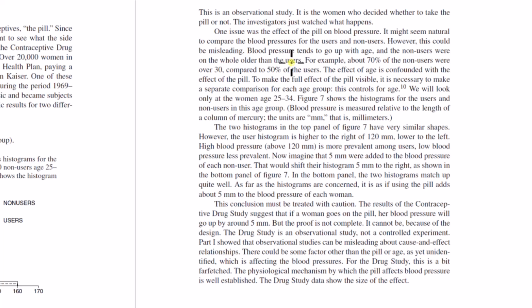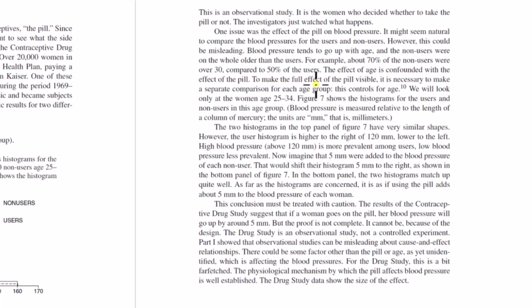But that's an issue. That's a confounding variable, because it's known that age affects blood pressure, which has nothing to do with the pill. For example, about 70% of the non-users were over 30 compared to 50% of the users. That makes sense. The effect of age is confounded. It's confounded with the effect of the pill.